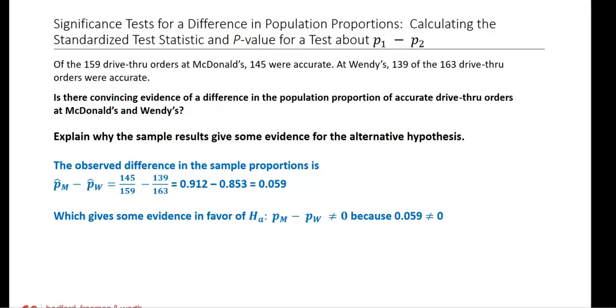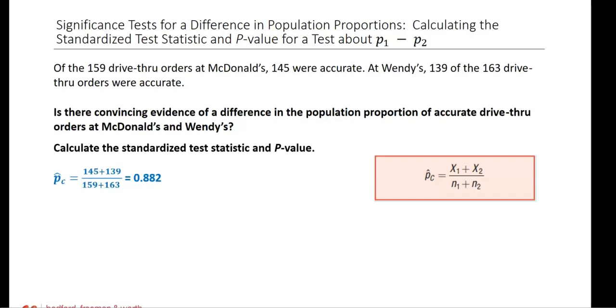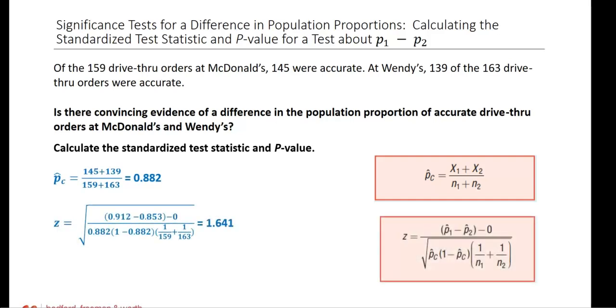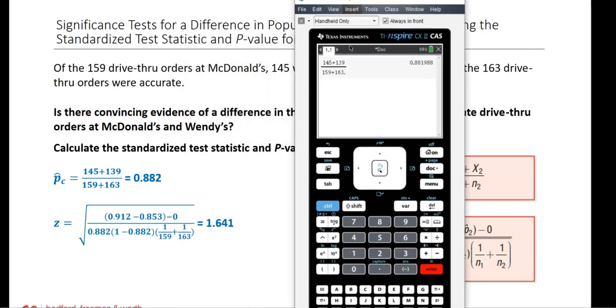Okay, so let's skip that. Okay, so calculate the test statistic. We're going to plug in to get z. By the way, they did that wrong. I don't know what they're doing there. So if you do a fraction, it would be 145 divided by 159 minus the other fraction, which is 139 divided by 163.